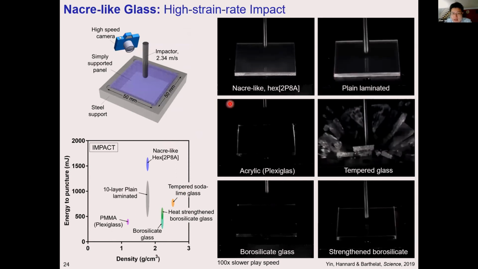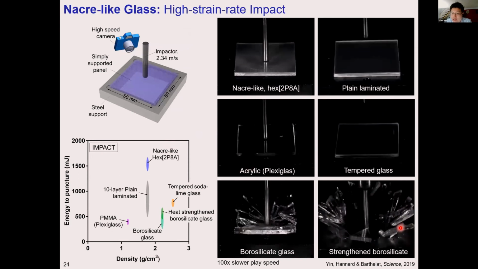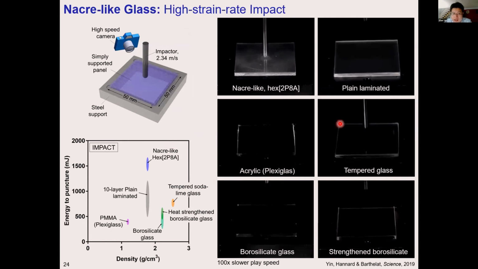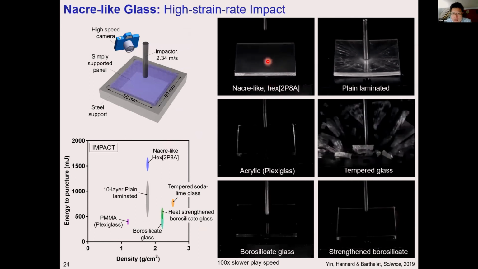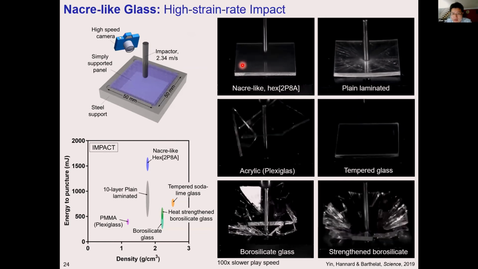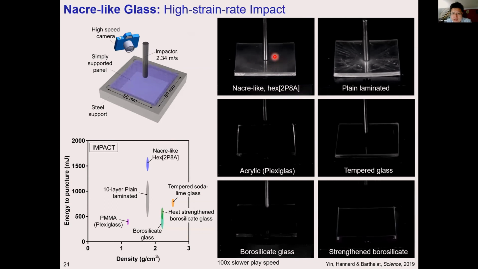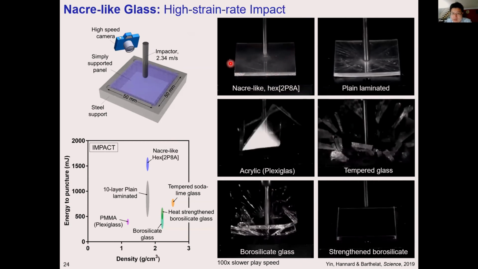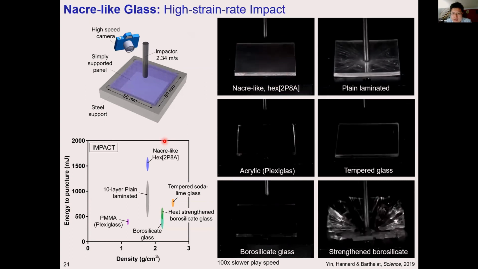But all the others, including acrylic glass, tempered glass, borosilicate glass, and strengthened borosilicate, behave very brittly, especially tempered glass. But our Nacre-like glass, upon puncture, upon impact loadings, deforms quite similarly to what we observe in the quasi-static test. You can see a large volume of tablet sliding, which is like a plastic zone around the puncture site, and dissipates a lot of energy.